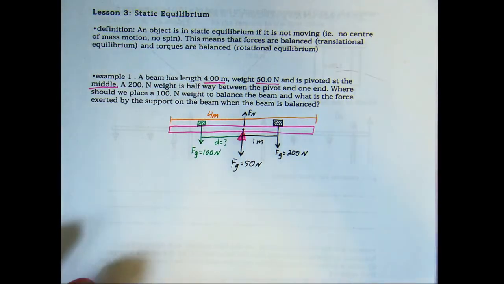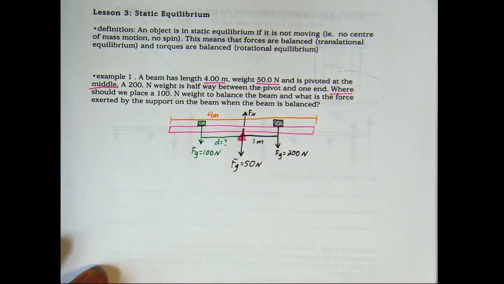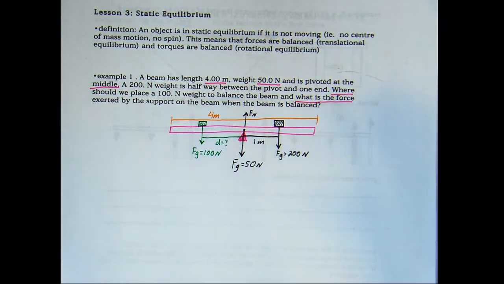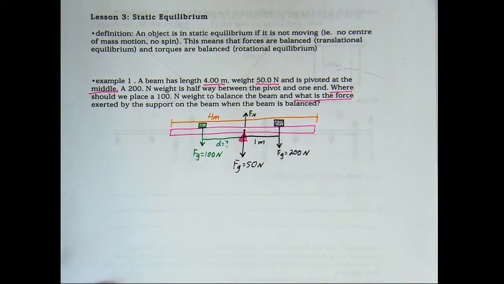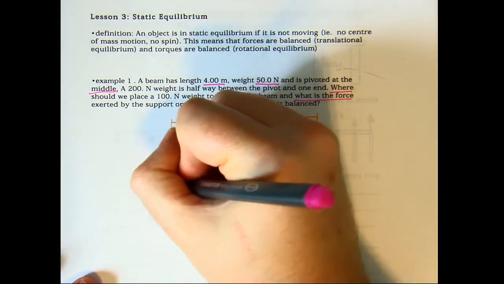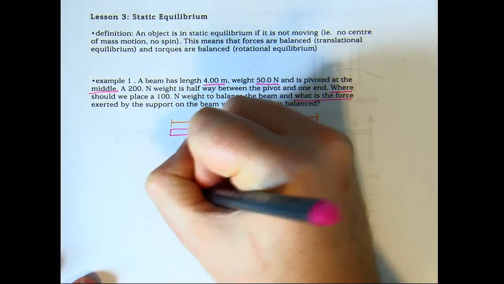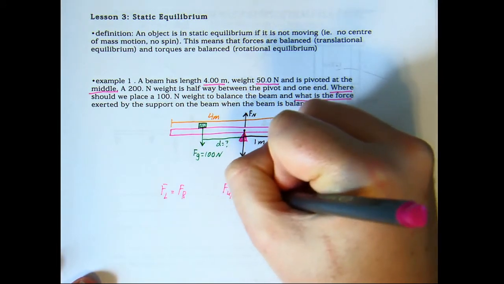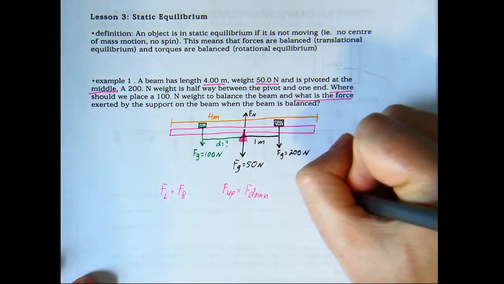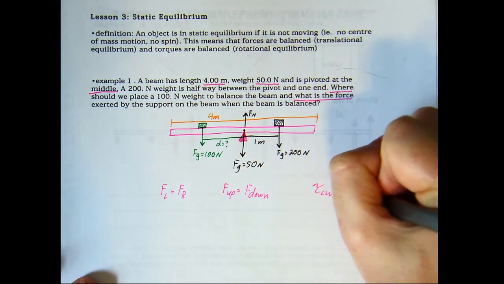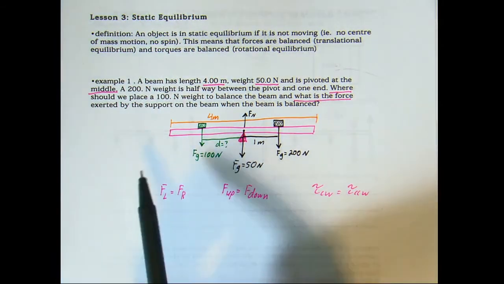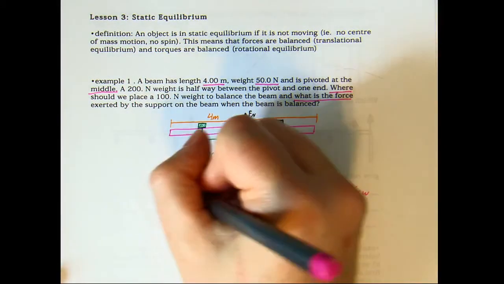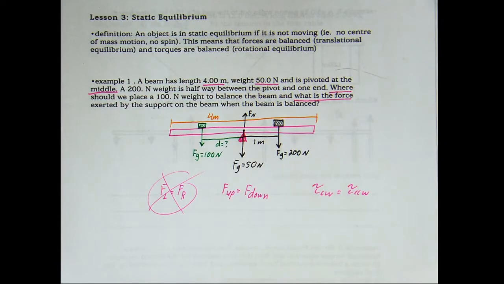So there's 2 sets of questions. The first is, where should we place the weight? And the second is, what is the force exerted by the support on the beam? And so there's 2 pieces here. If this thing's in static equilibrium, we know all these things are true. So we've got forces left equals forces right. We've got forces up equal forces down, and my torques clockwise have to equal my torques counterclockwise. Left and right isn't going to give us anything, because all of my forces are up or down or creating torques, so don't need it.